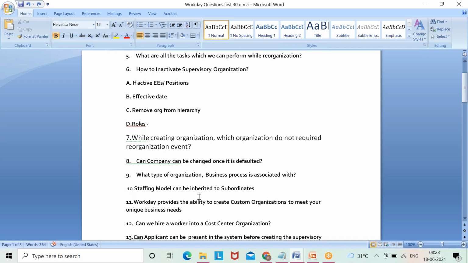Correct. An employee, but supervisor organization is different, sir. Custom organization is different. Supervisor organization is a workplace. Custom organization is just for tracking purposes we create. So that means the custom organization does not have all the options like supervisor organization. Exactly. That's true. You're just assigning a member to that. That's it.